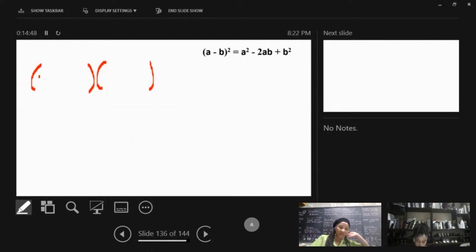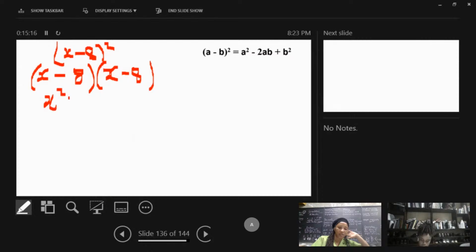All right, so let's say we have x minus 8. Oh, up here I should have put x minus 8 squared. The square of the difference. So we know that's x minus 8 times x minus 8. And that's going to give x times x is x squared. x times negative 8 is negative 8x. Negative 8 times x is negative 8x. And negative 8 times negative 8 is positive 64.